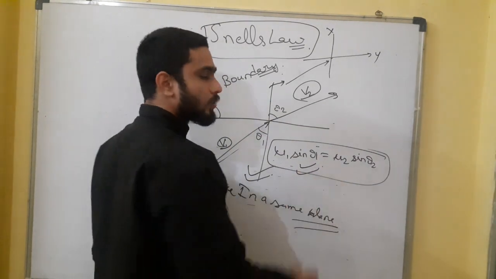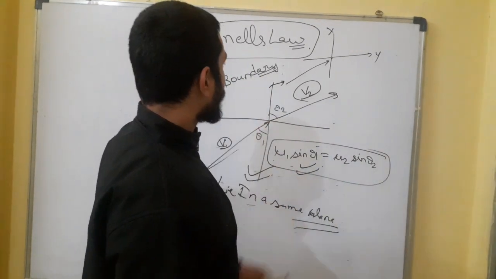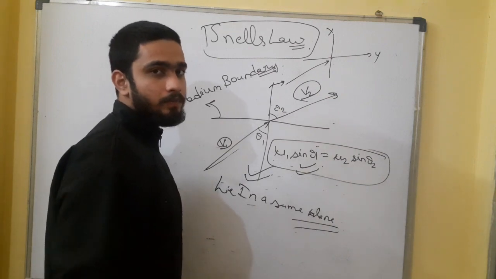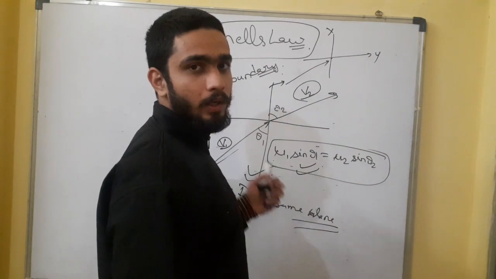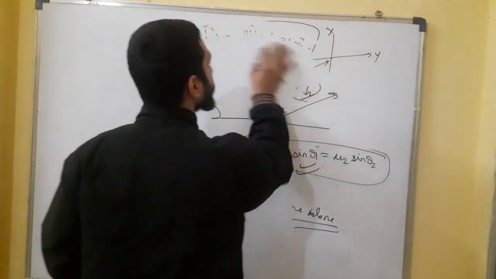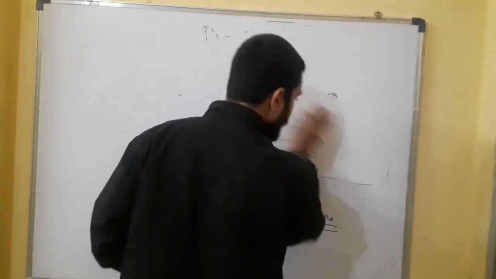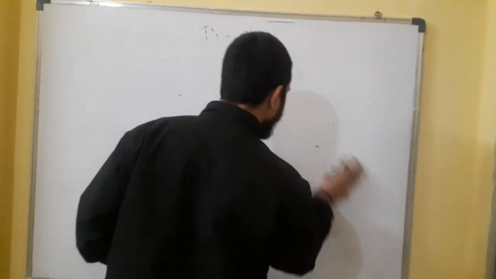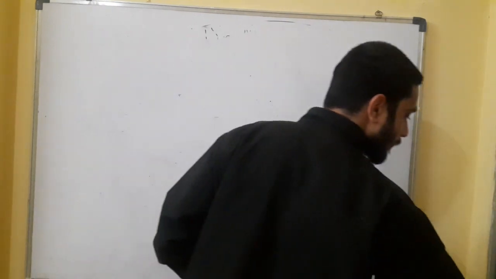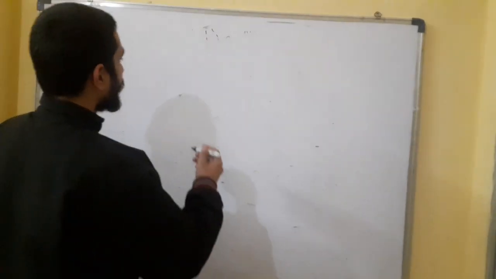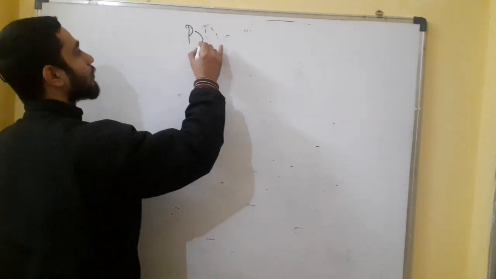mu1 sin theta 1 is equal to mu2 sin theta 2, and we can also remember that all the three rays are in the same plane. Okay, so how it came, we will be proving this. So, proof.